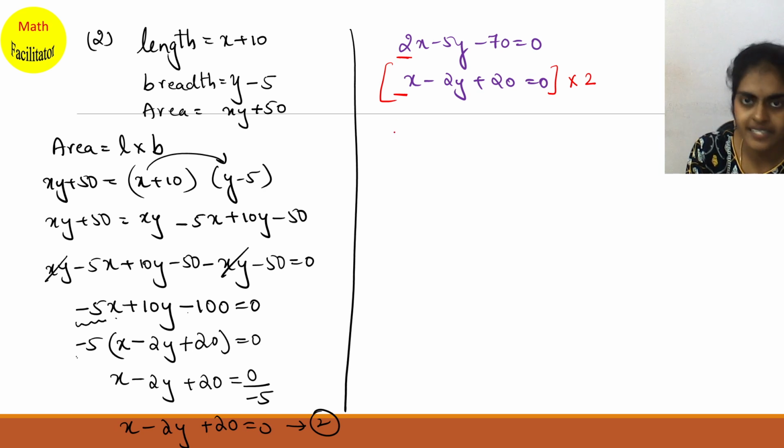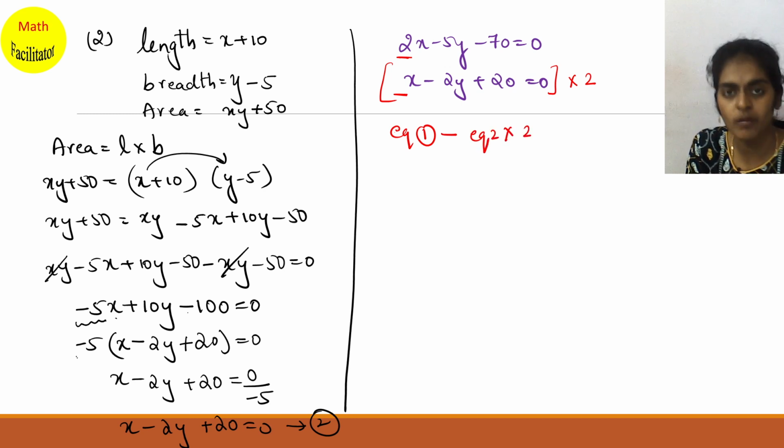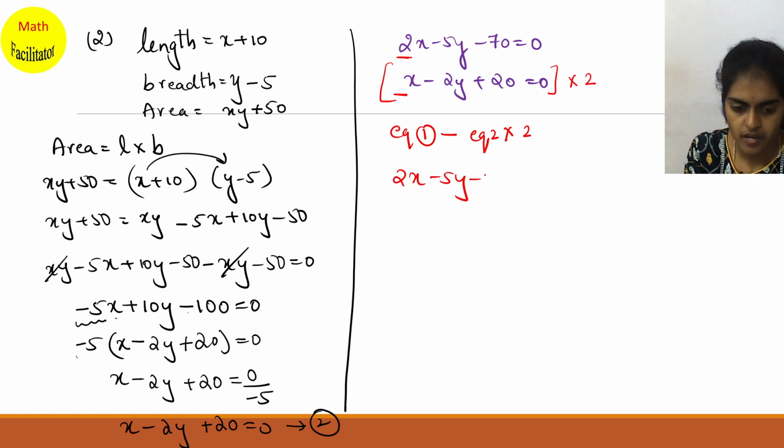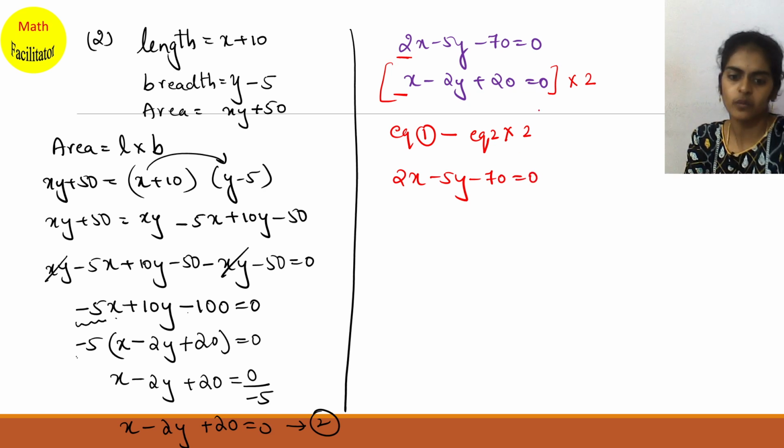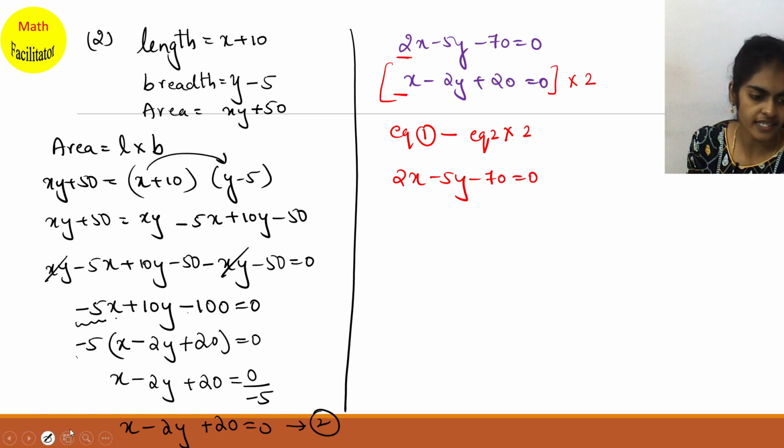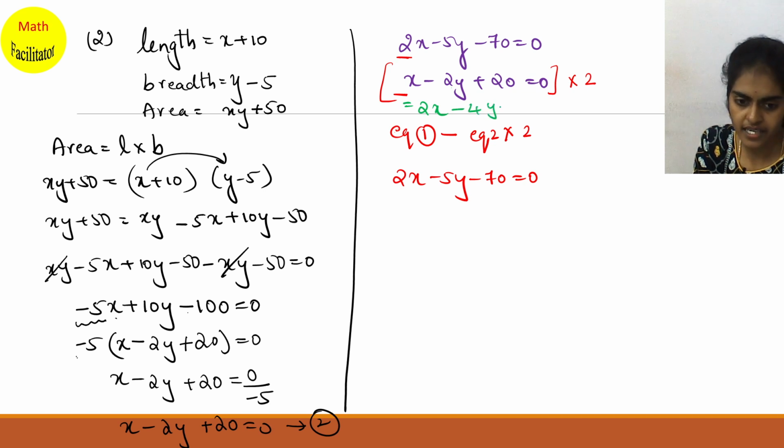So we are simply taking equation 1 and subtracting equation 2 multiplied by 2. Equation 1 is 2x minus 5y minus 70 equal to 0. Equation 2, if you multiply by 2, how much will you get? x into 2 is 2x, minus 2 into minus 2 is minus 4y, plus 40 equal to 0. So 2x minus 4y plus 40 equals 0. Now let us subtract.